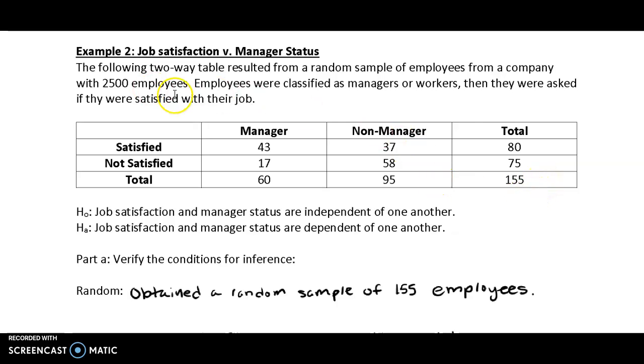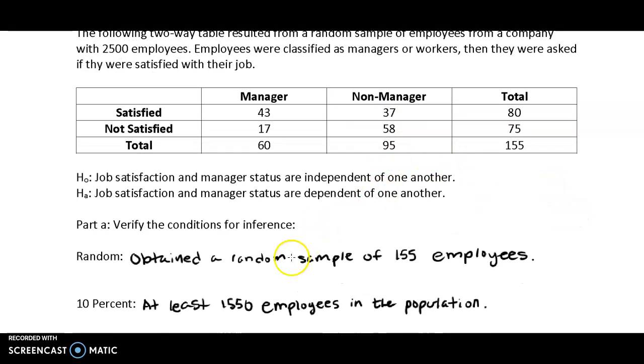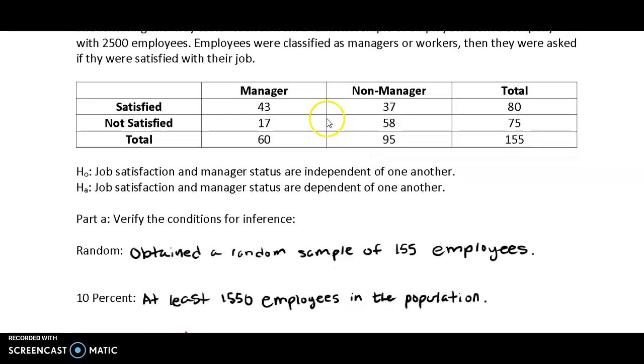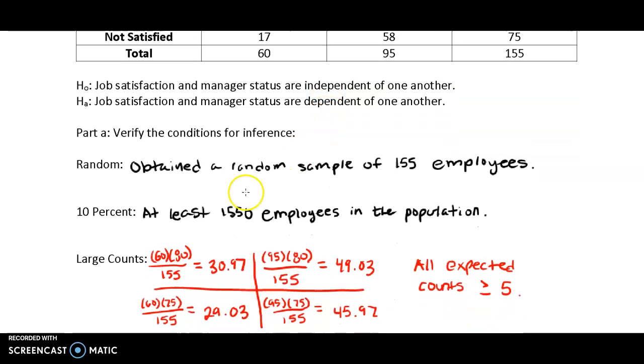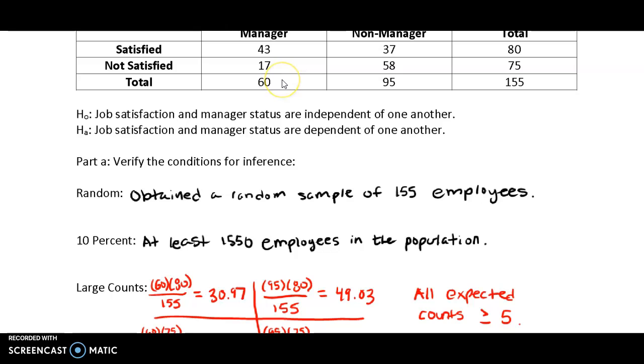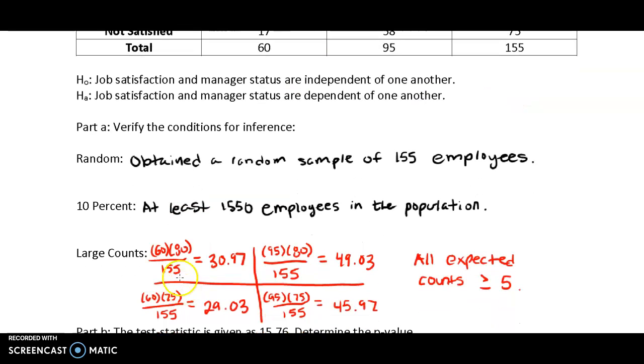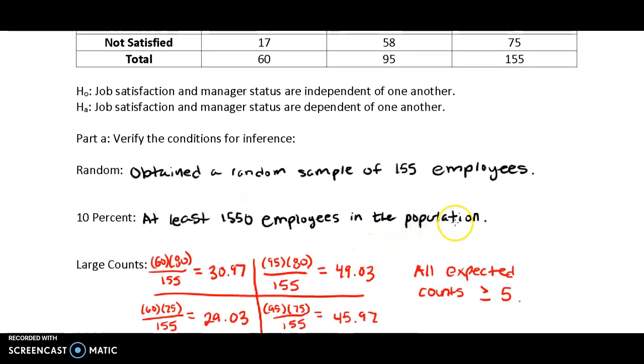10%, this is a sample and not an experiment, so I need to check my 10% condition. And yes, it is reasonable to assume that there are at least 1,550 employees because I'm told that there are 2,500 employees. And then lastly, for my large counts, I'm going to check the expected. So again, to find that, I take the row total times the column total and divide by the overall sample size total. And when I do that, and here are the calculations for each one, I get the expected distributions. And all expected counts here are at least 5.